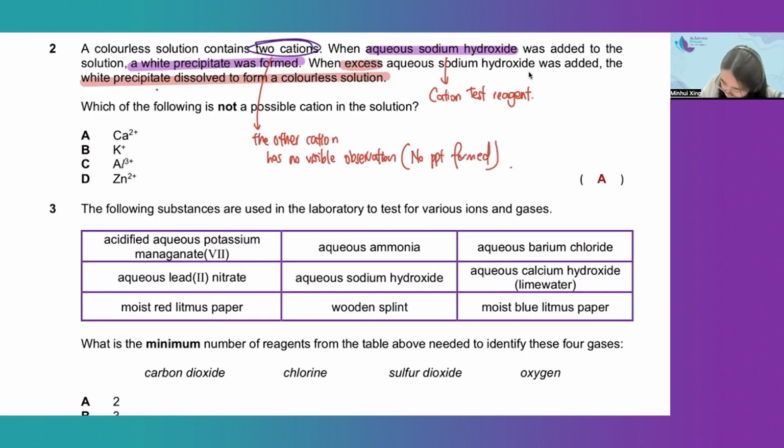And the question asks, which of the following is not a possible cation in the solution? And immediately we can eliminate option B, because all group 1 salts are soluble in water, so they will not form any precipitate. Group 1.